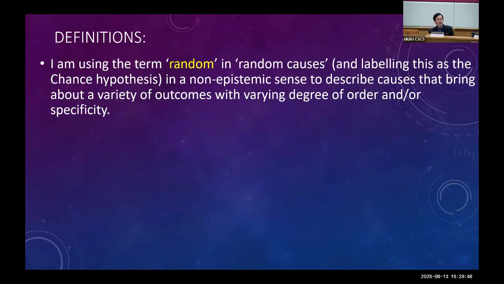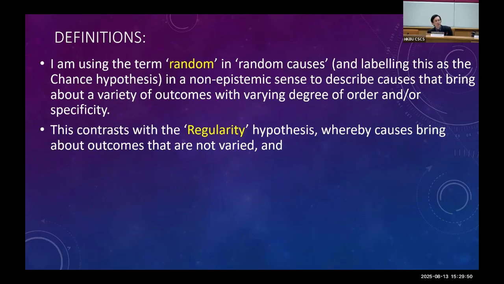A variety of different outcomes, varying degrees of order. And this is in contrast with regularity, which is causes that bring about outcomes that are not varied. So either it's varied or not varied, right? Not varied would be, for example, if I let go of this, it will drop. Let go of this, it will drop again, right? It's not varied. It keeps dropping. It's a regular way. There's no variation. It just keeps dropping this way.